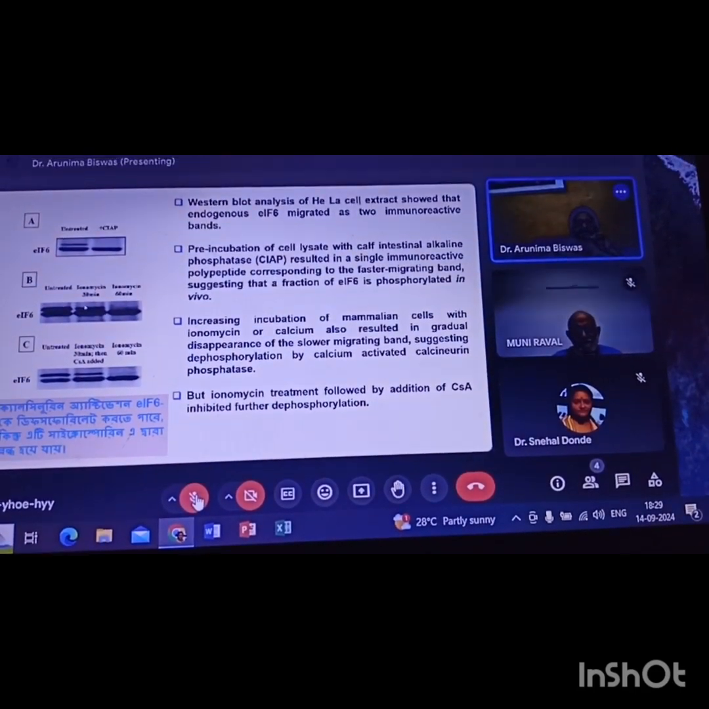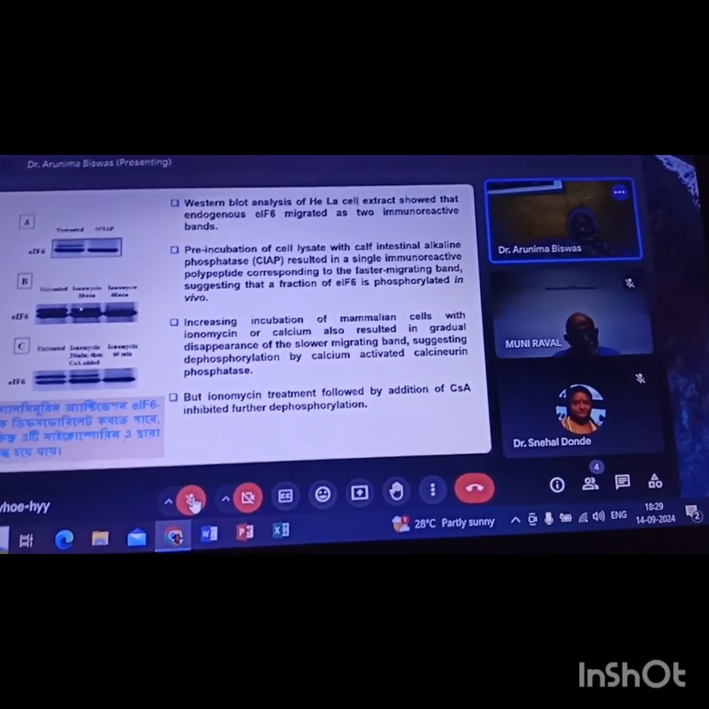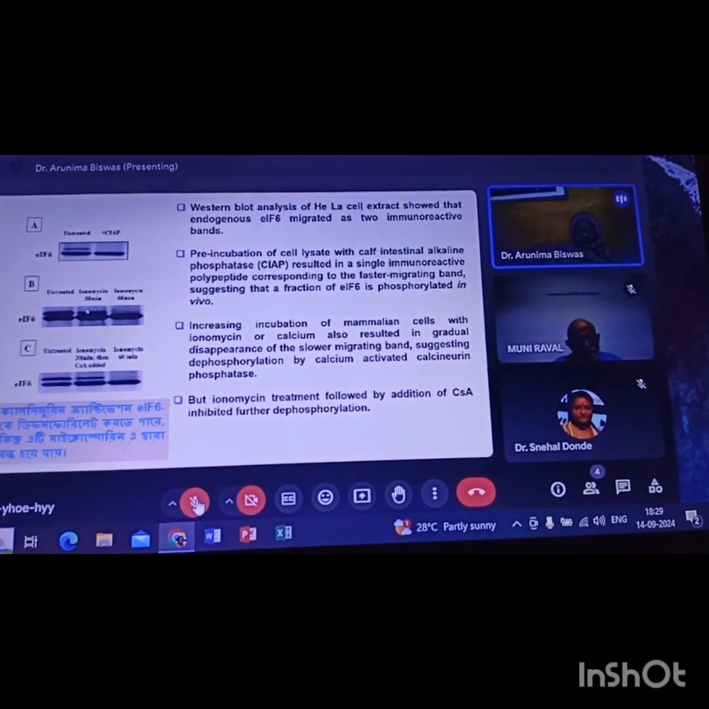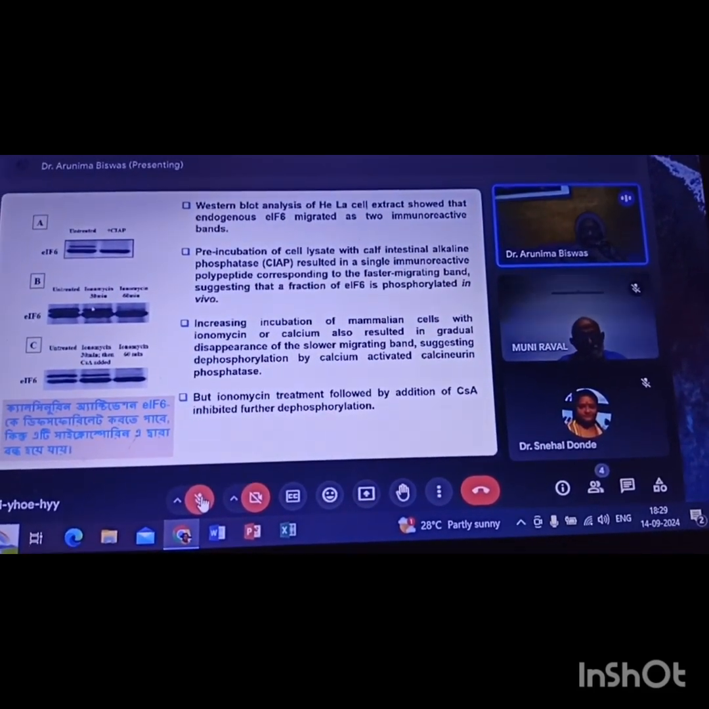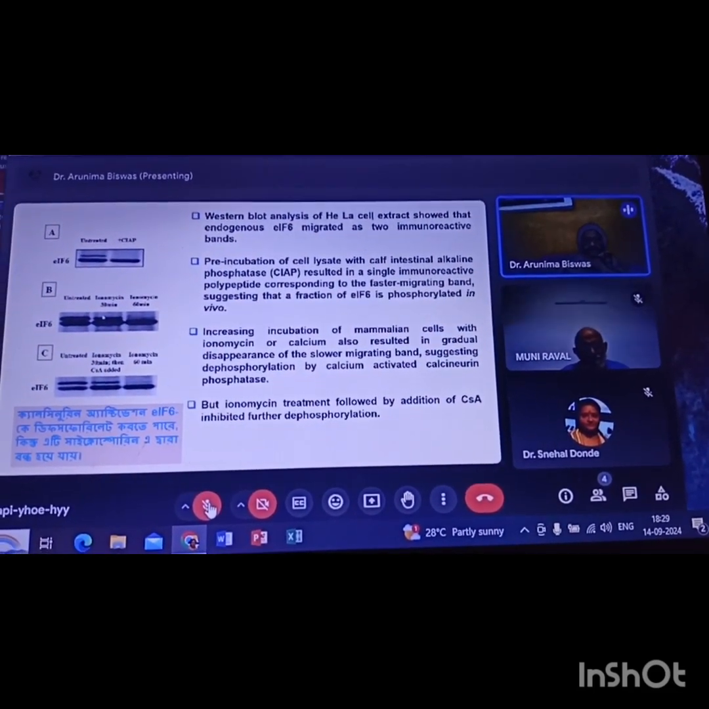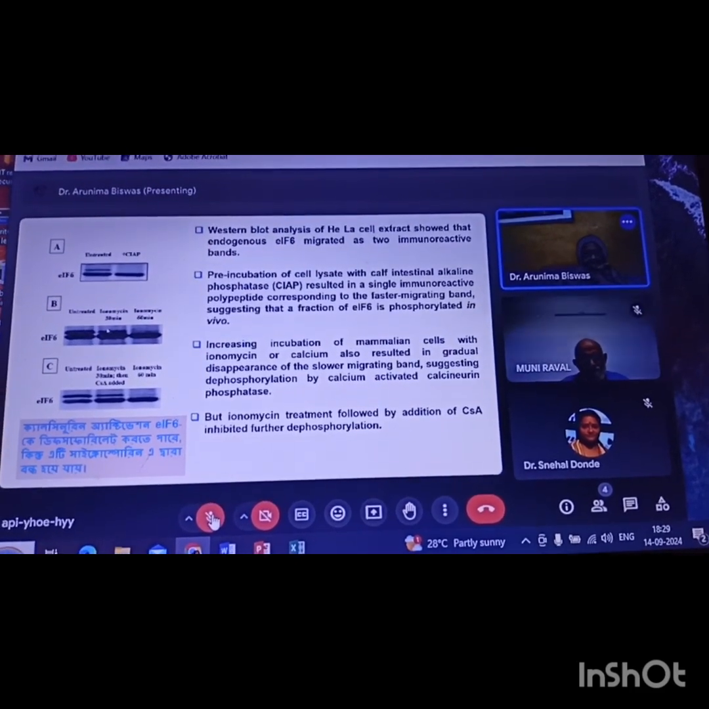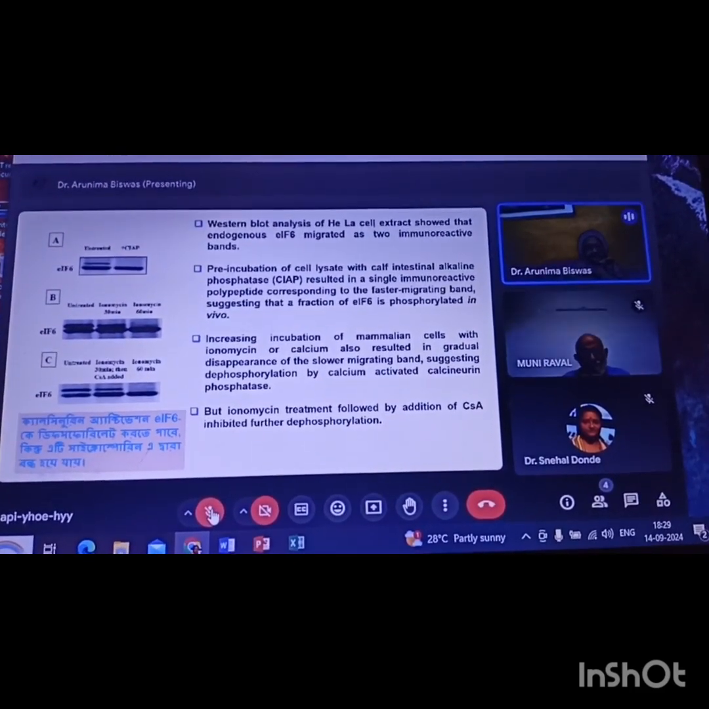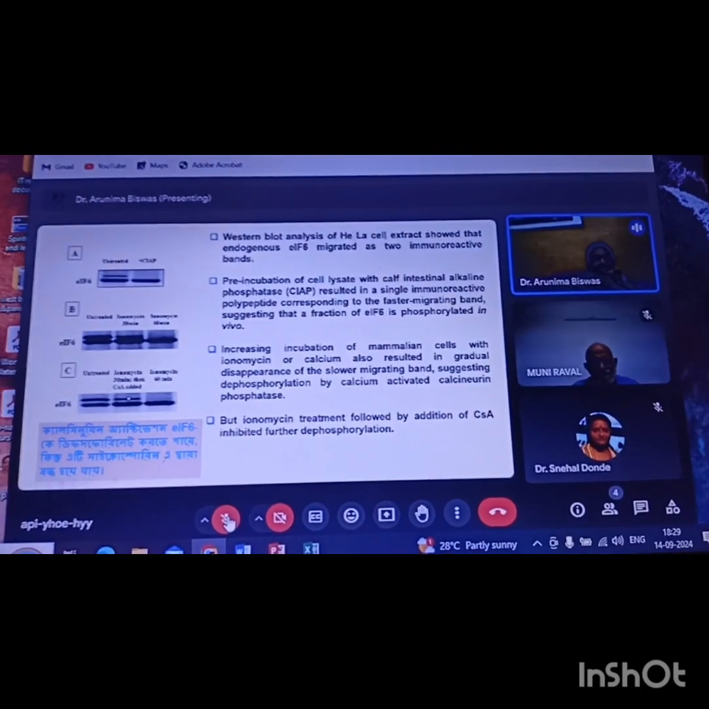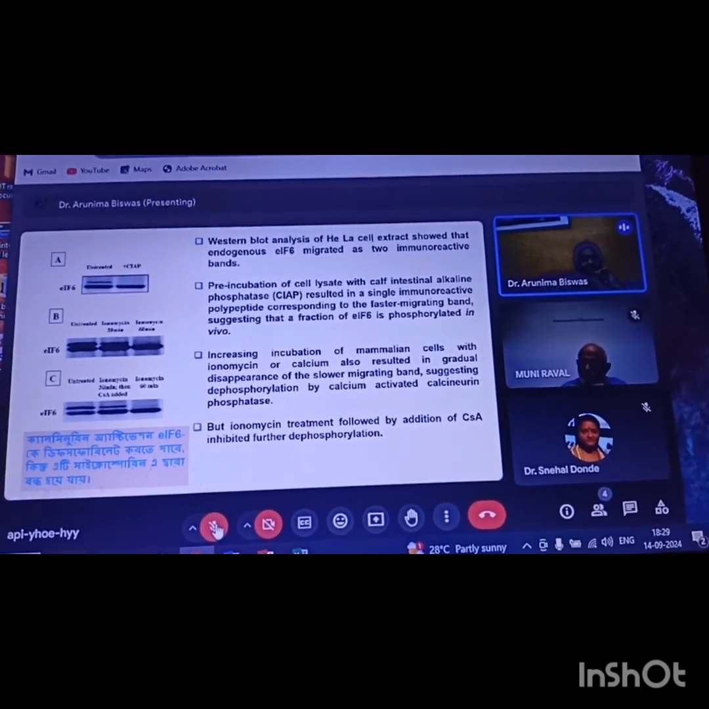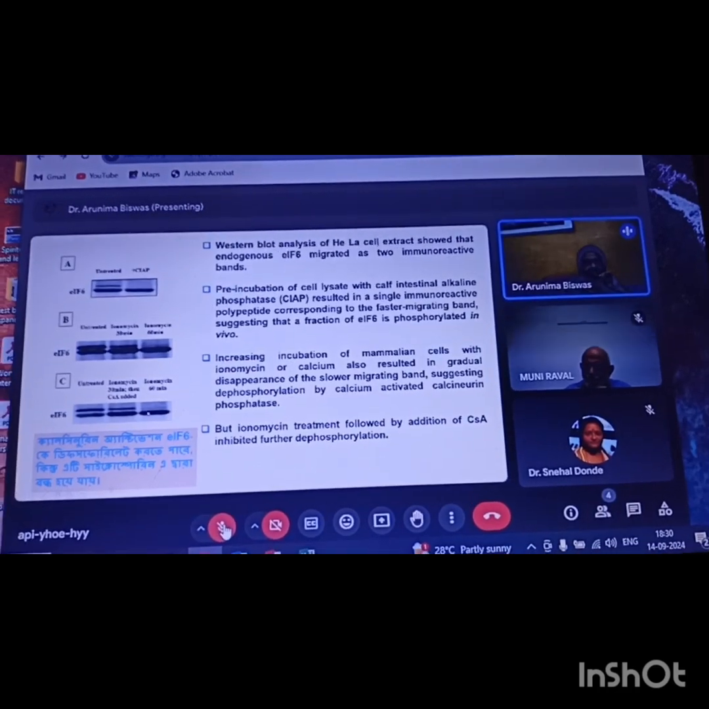But if we add the specific inhibitor, cyclosporin A, to the system, then even in the presence of ionomycin, calcineurin cannot dephosphorylate it any further. So here you can see that we have ionomycin. Till 30 minutes, some of the dephosphorylation has taken place, but then if we have added cyclosporin A, it does not go down any further as it does here.